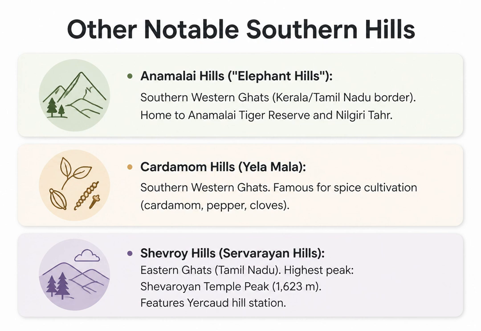The Anamali Hills, or Elephant Hills, straddle the Kerala-Tamil Nadu border and provide critical habitat for the endangered Nilgiri tahr. South of them are the Cardamom Hills, draped in dense tropical evergreen forests and globally renowned for cultivating spices like cardamom, black pepper, and cloves. On the eastern side, in Tamil Nadu, the Chevroy Hills stand out within the Eastern Ghats, hosting the popular hill station of Yercaud and reaching heights of over 1,600 meters.